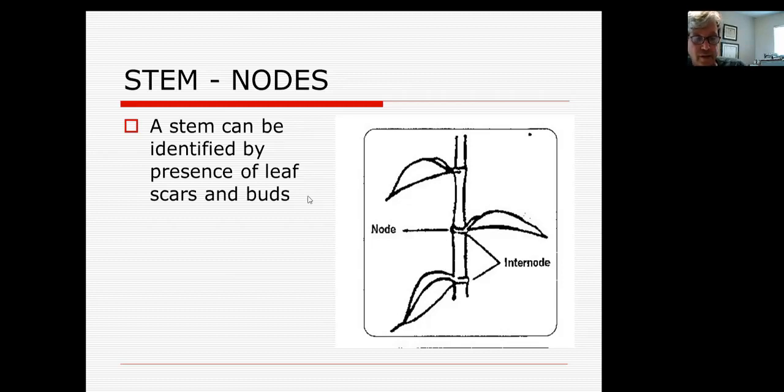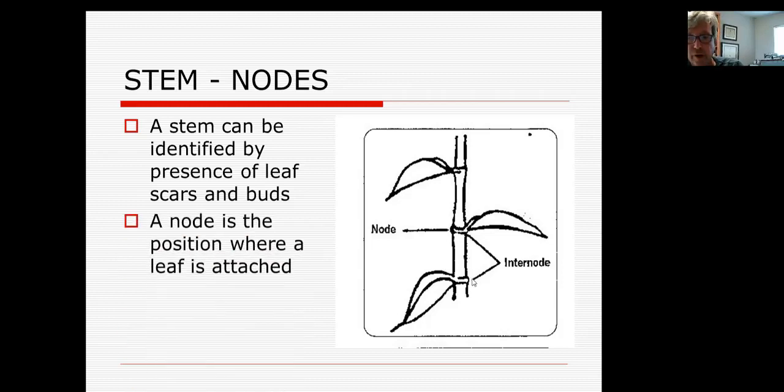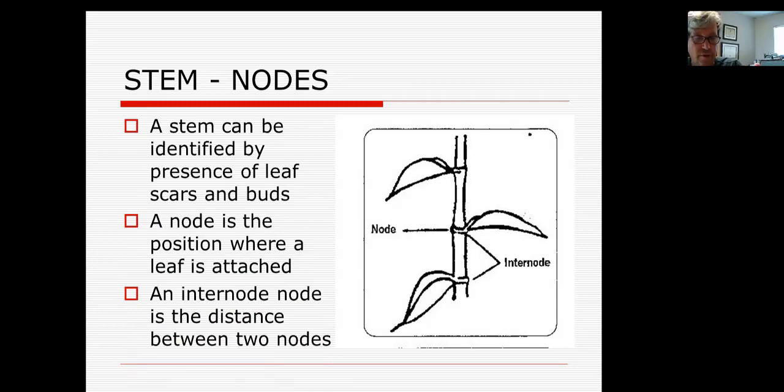So this is a node where a leaf is attached. At that node, in the axil, remember this is the axil, you should have a little tiny bud or a little branch waiting to grow, and the space between is the internode. Those are the basic terms.